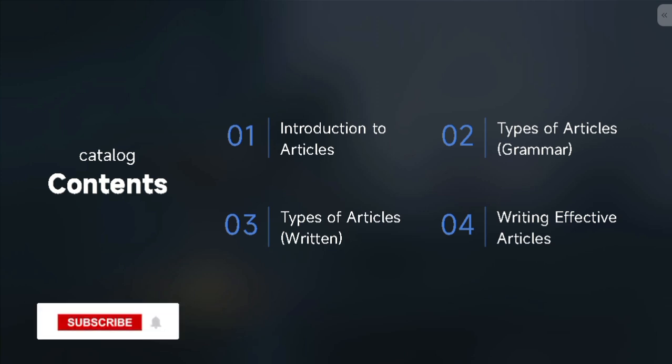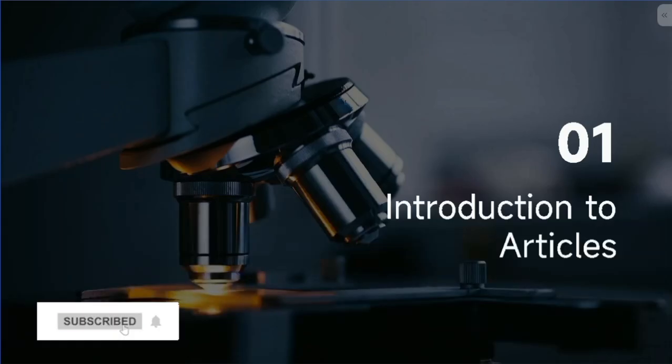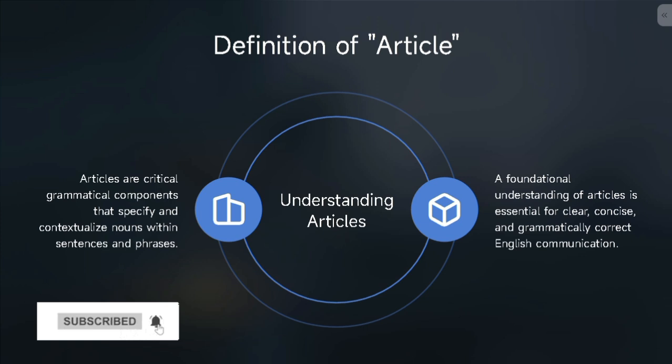So we have here four subsections: introduction to articles, types of articles, and we have both the grammar format and the written format, as well as writing effectively using the correct articles. Let's move on. So the first over here is introduction to articles. Okay, so what is an article?